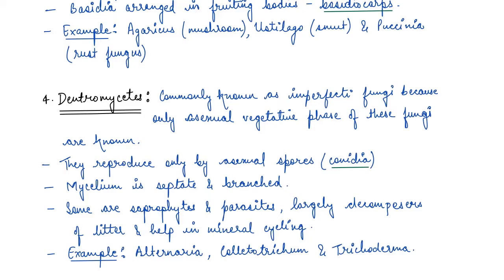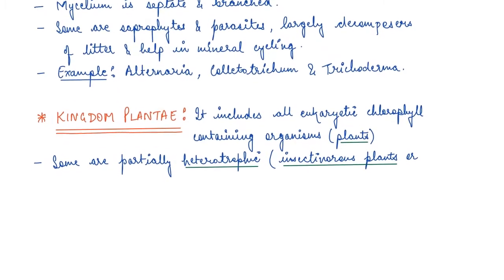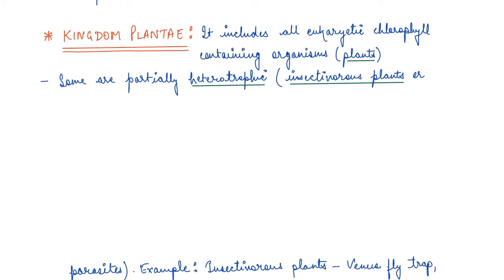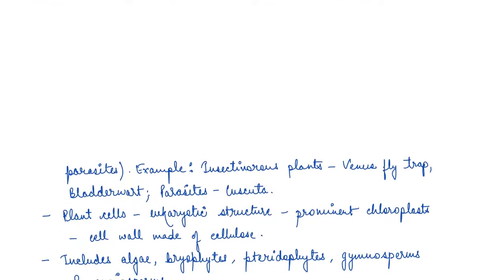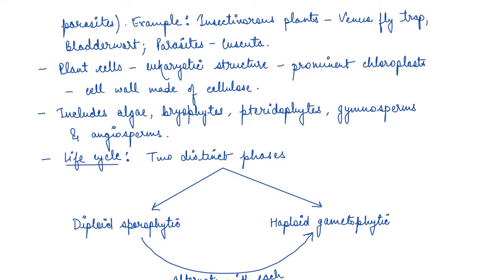So the last part of NCERT chapter 2 very shortly deals with two other kingdoms, which are kingdom Plantae and Animalia. In kingdom Plantae, it includes all eukaryotic chlorophyll-containing organisms. Some are partially heterotrophic, which are insectivorous, but mostly they are autotrophs. There are some insectivorous plants like Venus flytrap and some parasites present as well, but mostly they are autotrophs.